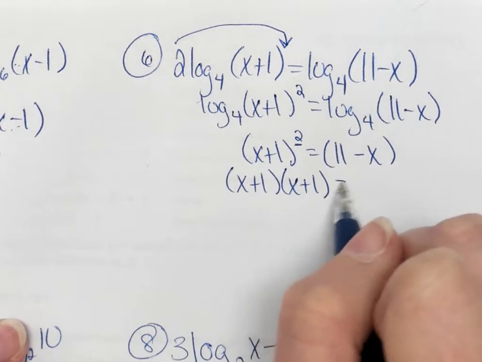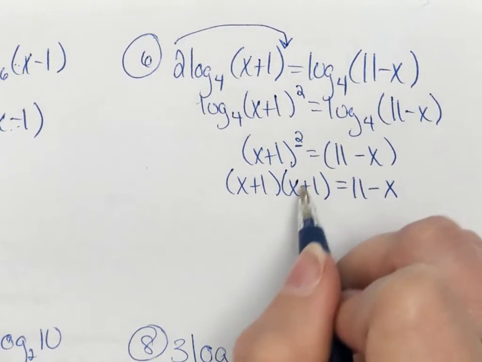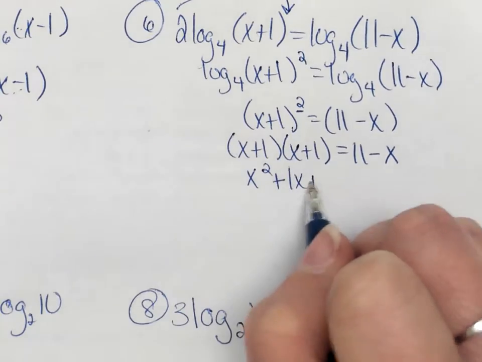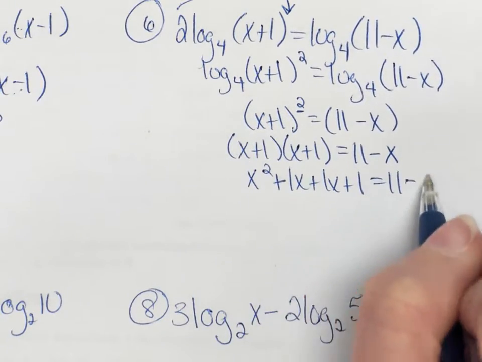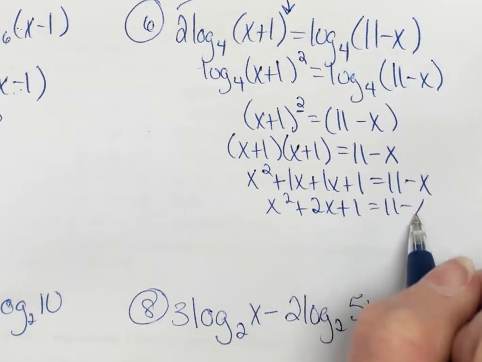You have to write it twice. Come on, we've been doing this forever. You have to write it twice. Then we would FOIL it. That'd be x squared plus 1x plus 1x plus 1. That would be x squared plus 2x plus 1.